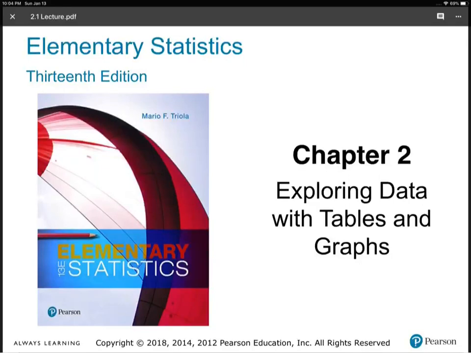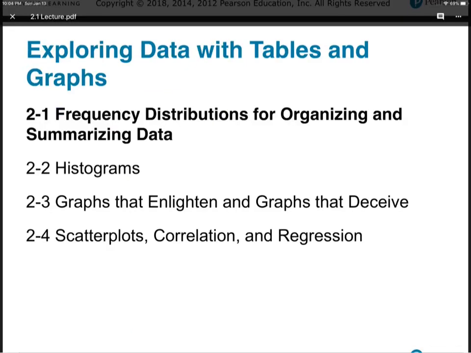Down every little word. I'll slow down when we get to the real calculating things. So we're going to talk about frequency distributions tonight is the first thing, and then we're going to go over histograms. These are basically ways of organizing data.